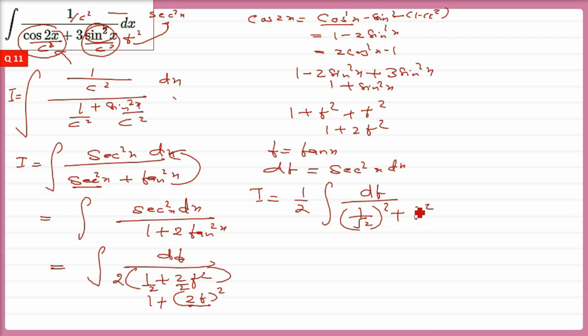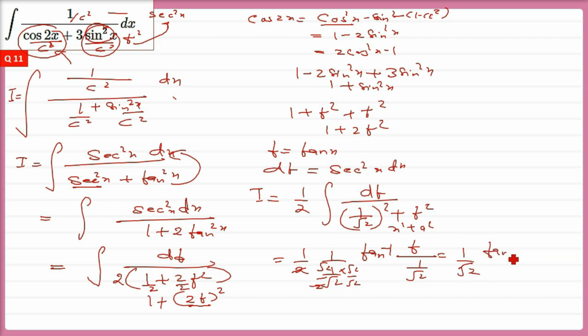Now we can apply the formula dx by x square plus a square directly. So 1 by 2, 1 by a, which is 1 by root 2, tan inverse x by a, that is t by 1 by root 2, plus constant of integration. If you multiply this by root 2 and root 2, this will give you root 2 by 2. The 2 gets cancelled. So 1 by root 2, tan inverse root 2 t, and what was t? It was tan x. So root 2 tan x. This is your final result.